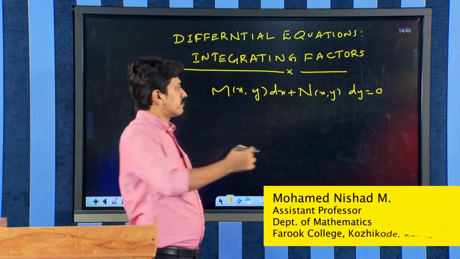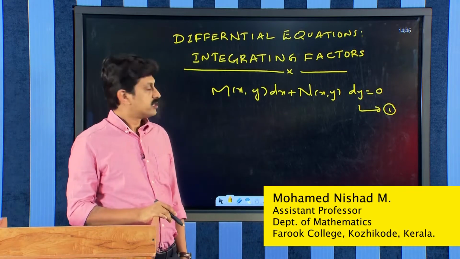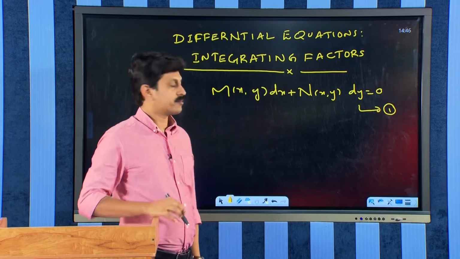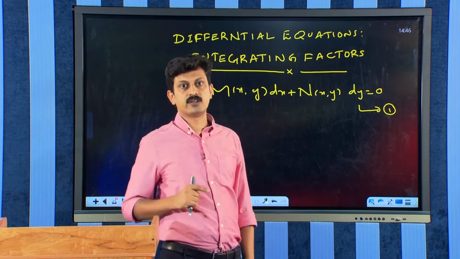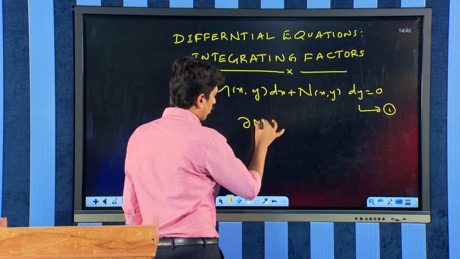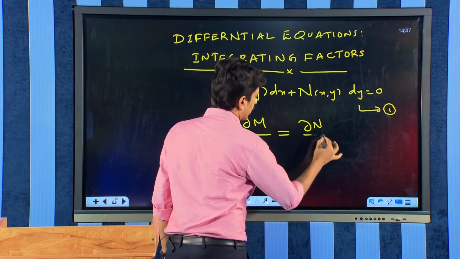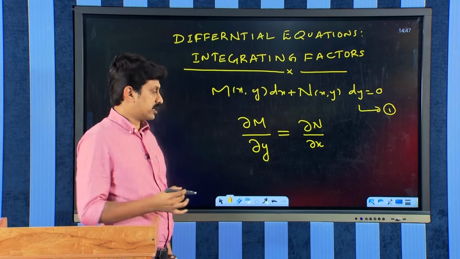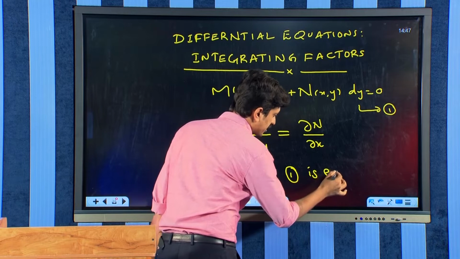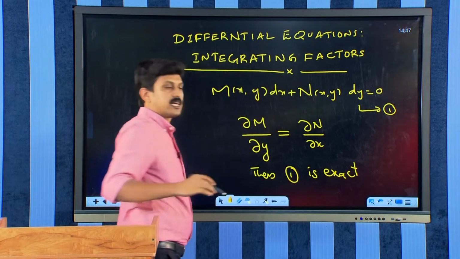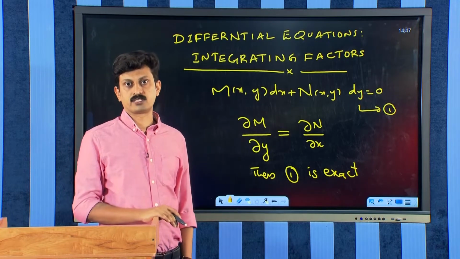As we know, in the previous two sessions we discussed exact differential equations. That is, a differential equation of the form M(x,y) dx + N(x,y) dy = 0 is an exact differential equation if ∂M/∂y = ∂N/∂x. And we also discussed how we will solve this exact differential equation.